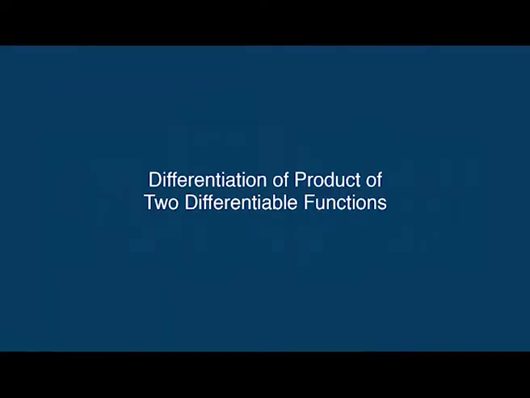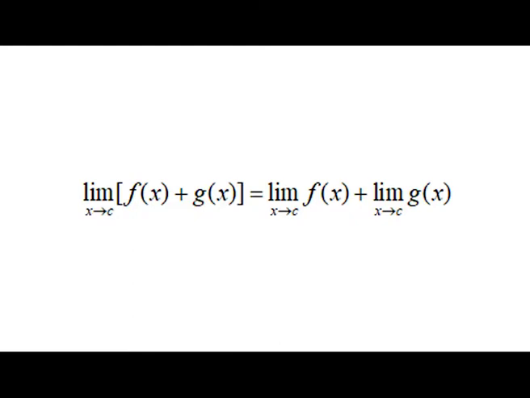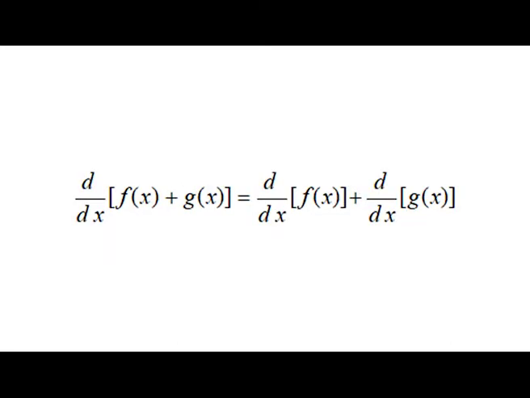Differentiation of product of two differentiable functions. Using the sum rule of limit of functions, limit of f(x) plus g(x) as x approaches c equals limit of f(x) as x approaches c plus limit of g(x) as x approaches c. We have obtained the sum rule of differentiation: d/dx of f(x) plus g(x) equals d/dx of f(x) plus d/dx of g(x).